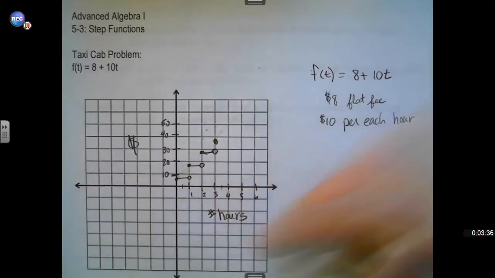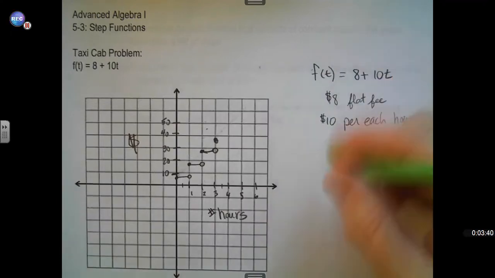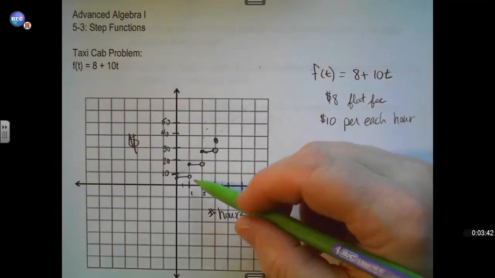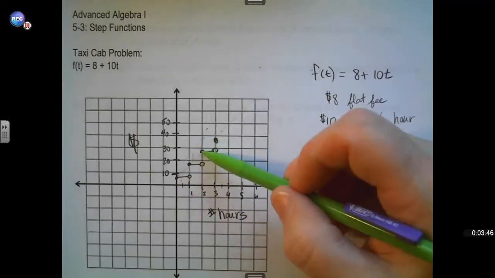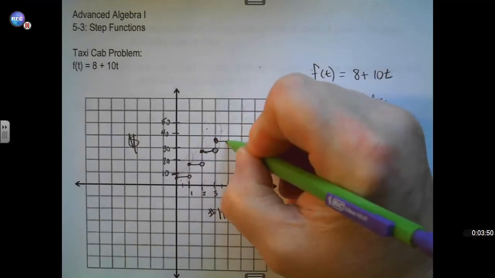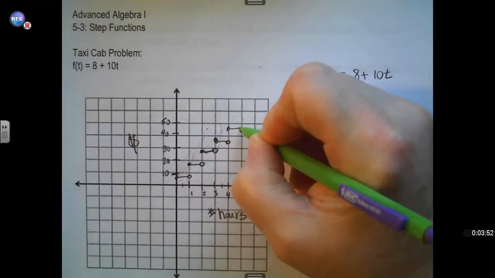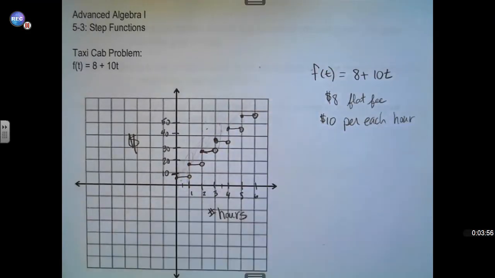And so this is what we call a step function. The reason we call them step functions is because they look like a staircase, right? And we can keep going here. Goes to that, goes to that, goes to that, and we could go this way too if it applied.